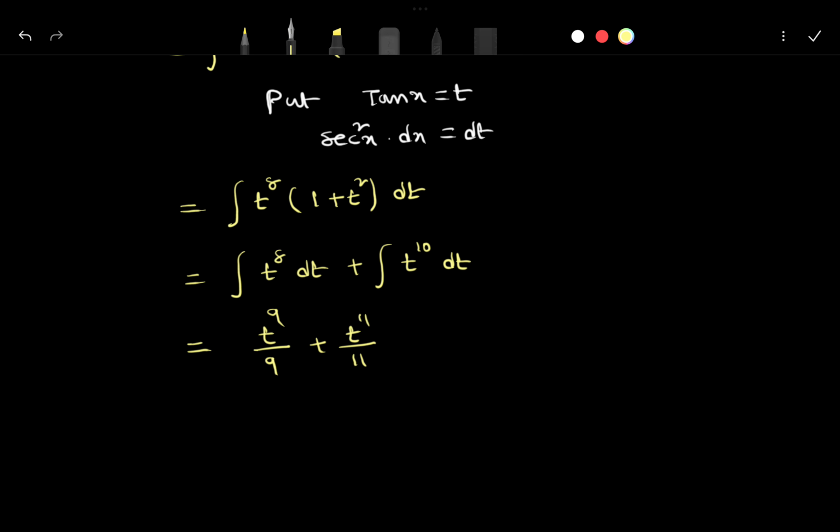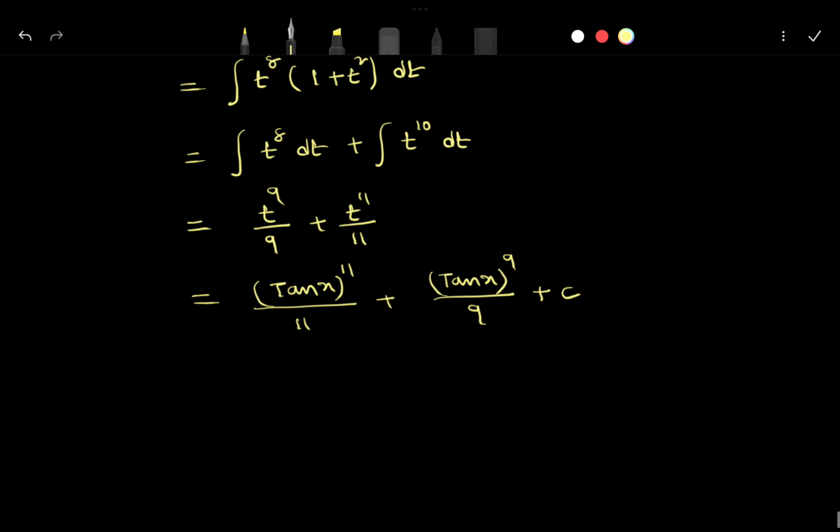So what is the t value? T is equal to tan x, I took tan x as t. So now here you substitute t is equal to tan x. So this value will be tan x whole to the power of 11 divided by 11 plus tan x whole to the power of 9 divided by 9 plus c.